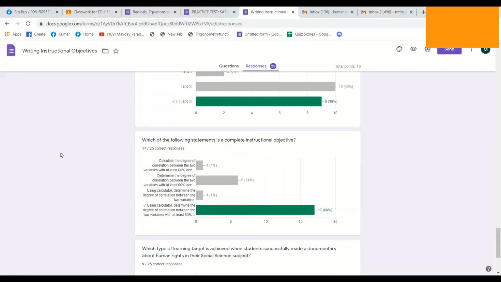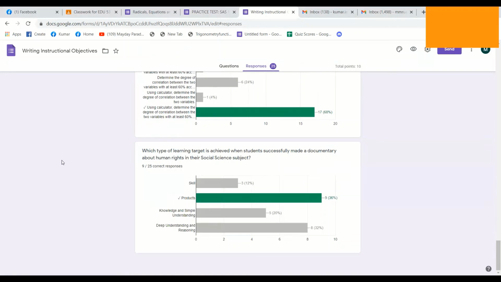Hopefully, I will observe when I check your instructional objectives later. Your project number 1, it should have the 3 parts of the complete instructional objective. So, stating condition or special condition, the observable learning outcome, and the criterion level.